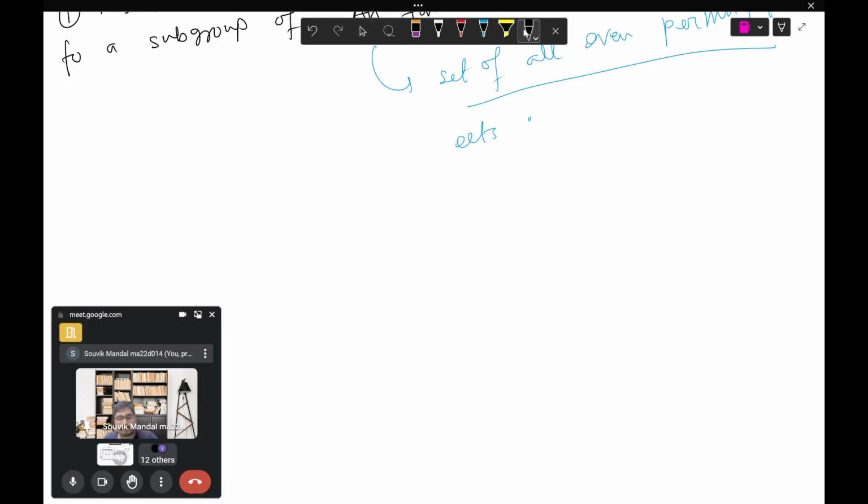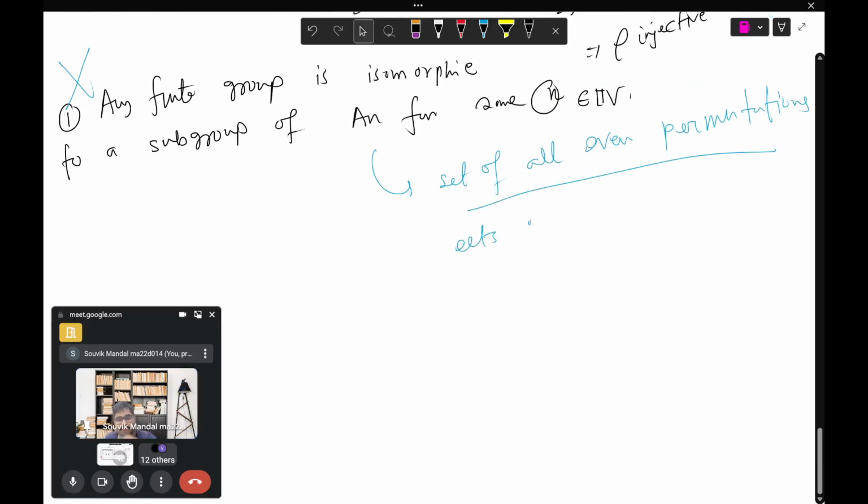Sir, the last question that you gave, does it mean that every symmetric group of order n is isomorphic to some subgroup of A_m? No, it is not only symmetric groups, any finite group. In particular, symmetric groups, they are right. So any symmetric group can be embedded inside.